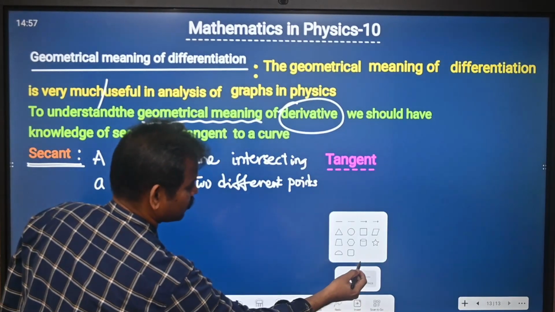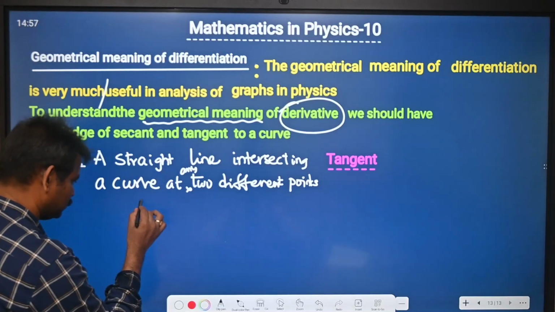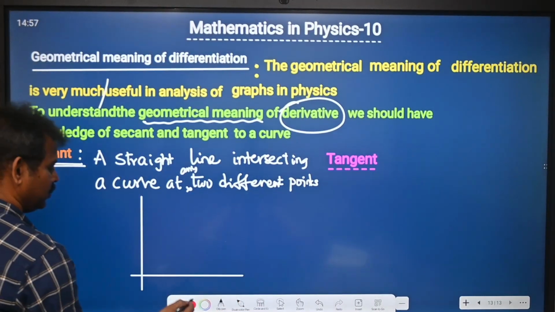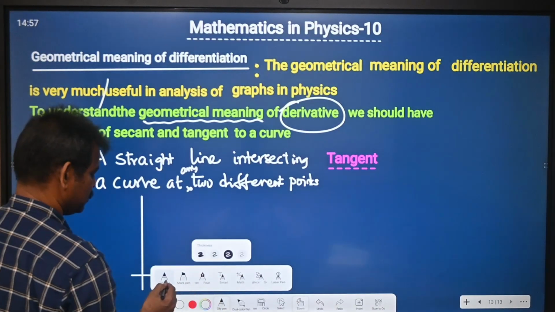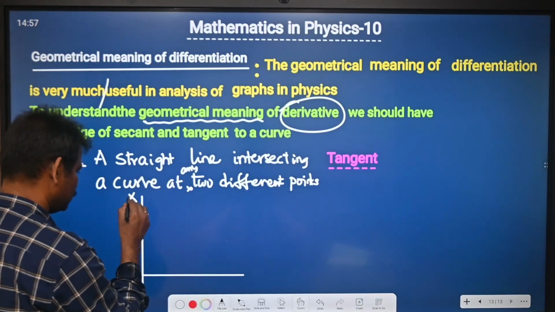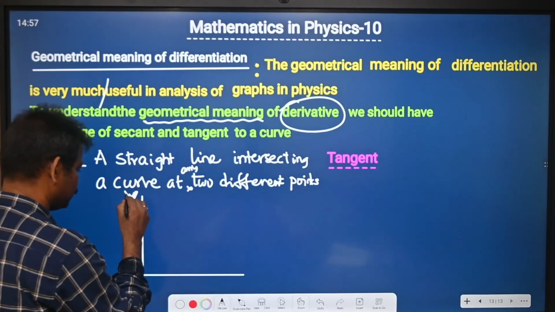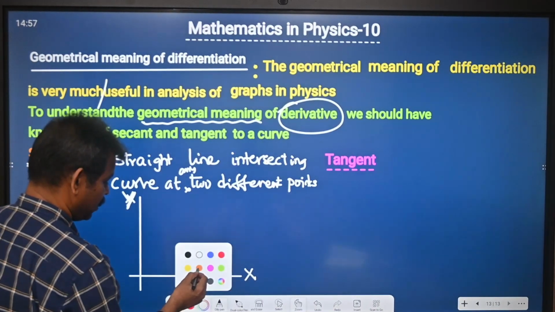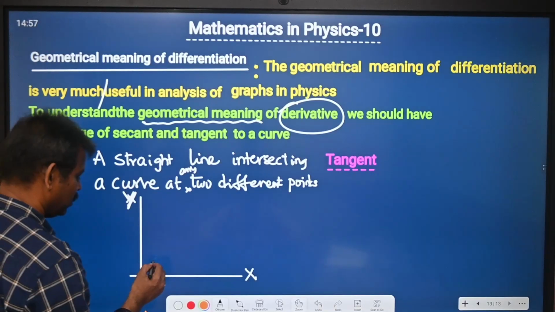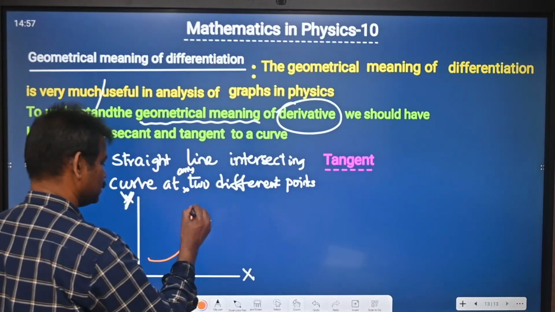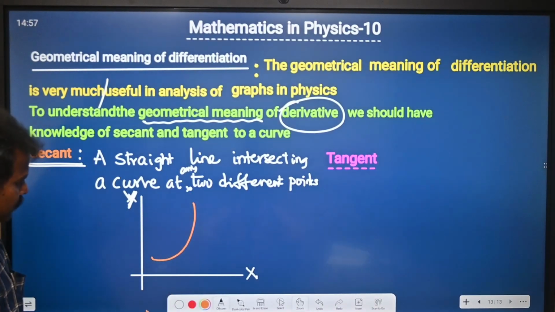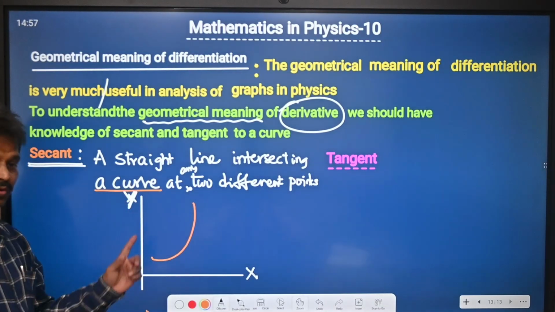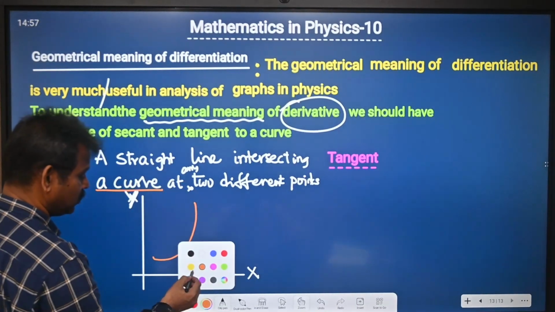Suppose you take a graph here. Let me take this as the y-axis and this as the x-axis, and let me take the curve here. The curve is represented like this. This is a curve.